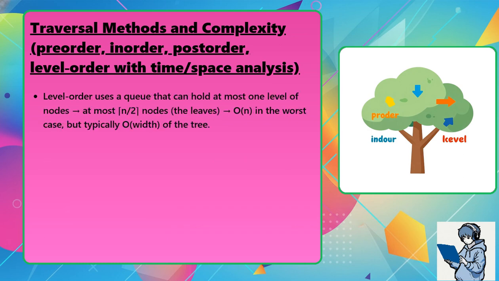Level order uses a queue that can hold at most one level of nodes. At most ceiling of n divided by 2 nodes, the leaves. O(n) in the worst case, but typically O of the width of the tree.